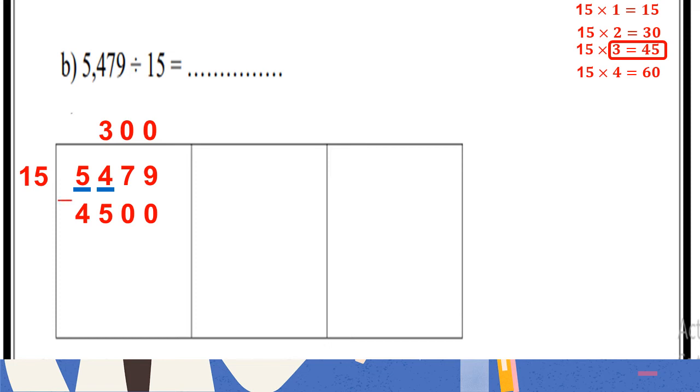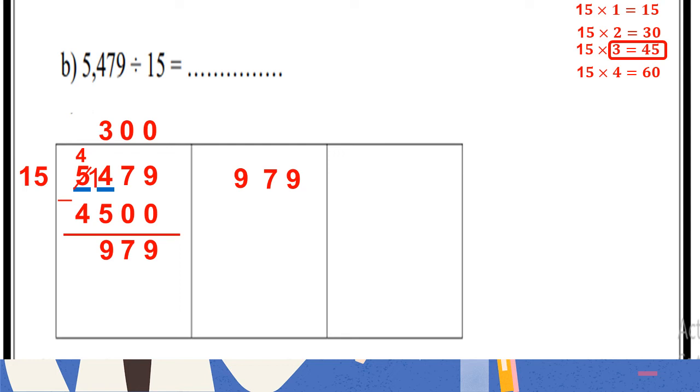And now let's subtract. 9 minus 0 is 9, and 7 minus 0 is 7. 4 minus 5 can't be. We will borrow 1 from the 5. So it will be here 4 and here 14. 14 minus 5 is 9, and 4 minus 4 is 0. Now 979. Can we make it divided by 15? Yes. So I will write it in the other section and start from the beginning.